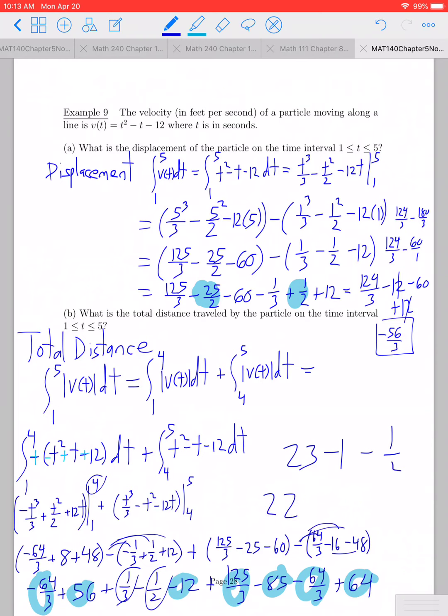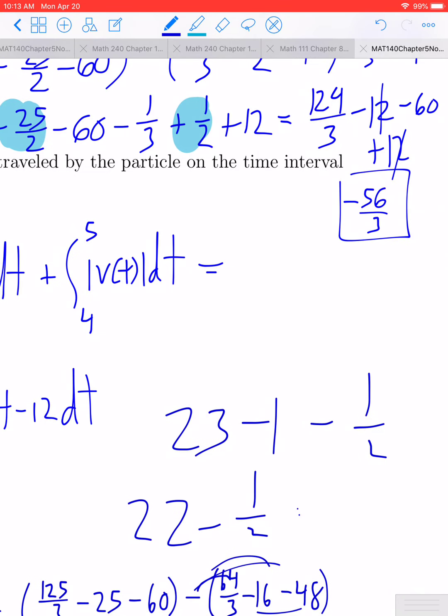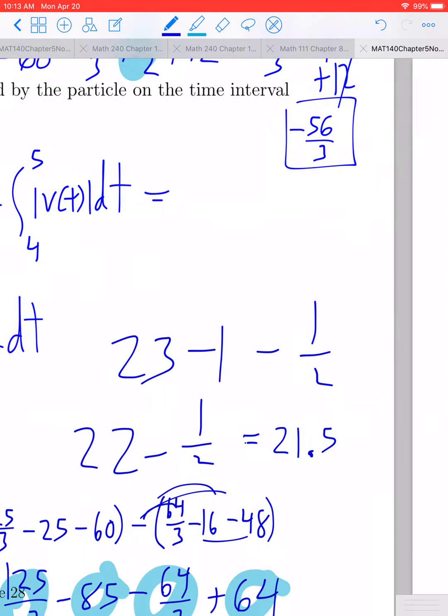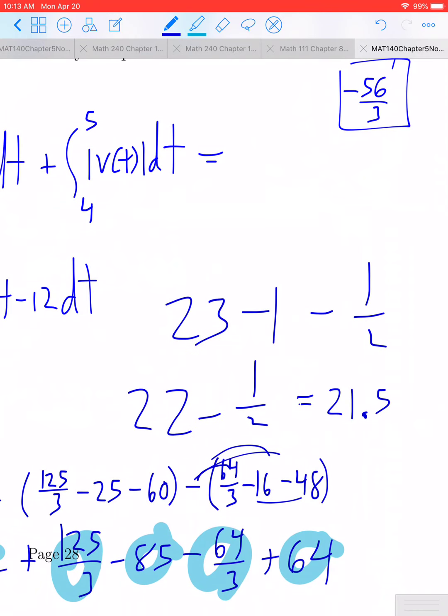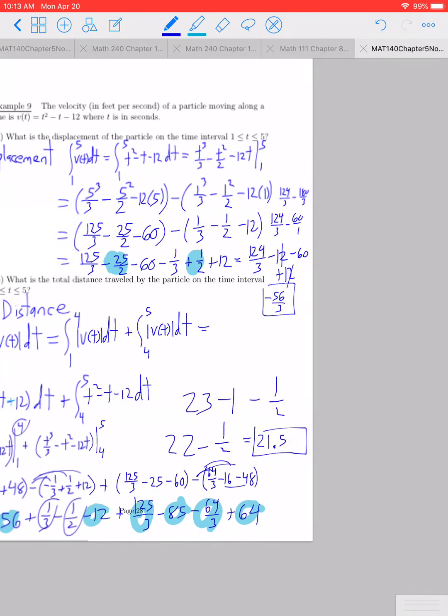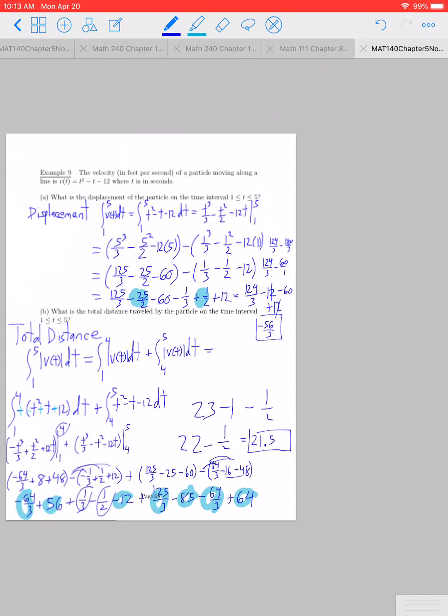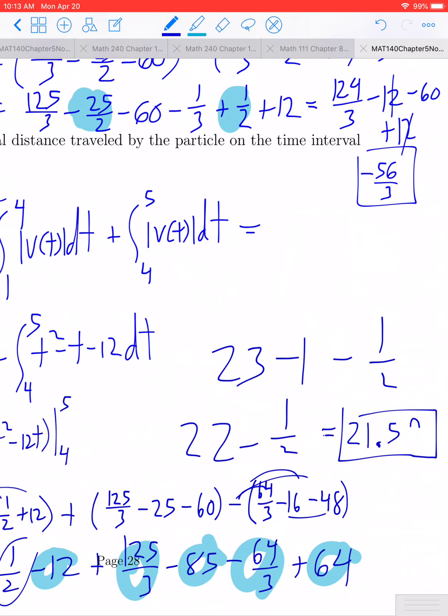So in total we get 22 minus 1/2, which would be 21.5. Or if you wanted to, you could even do an improper fraction. But the total distance traveled here would be 21.5, and that was in terms of feet. That would be our total distance traveled.